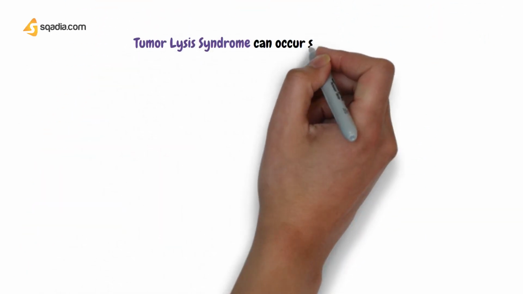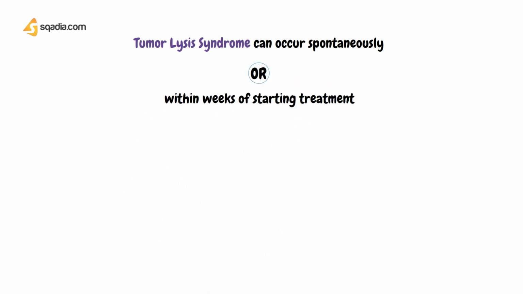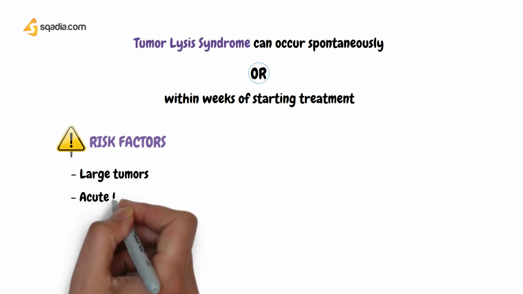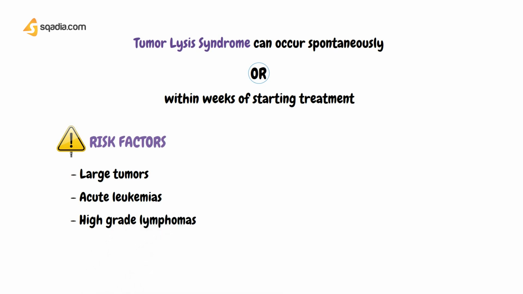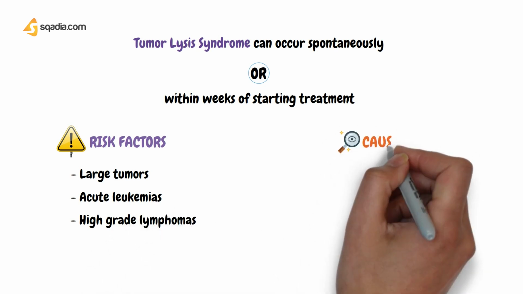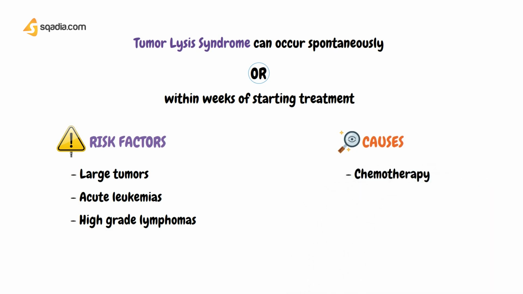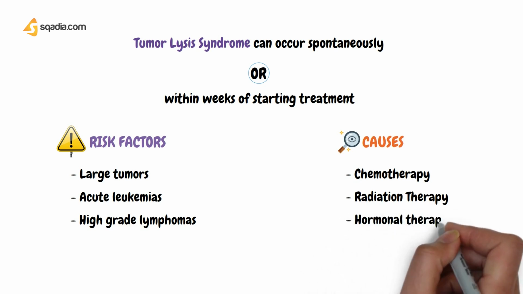Tumor lysis syndrome can occur spontaneously, on the start of treatment, or even a few weeks into the treatment course. However, not all cancers can result in tumor lysis syndrome. Risk factors include large tumors and rapidly dividing tumors such as acute leukemias and high-grade lymphomas. What actually triggers tumor lysis syndrome is usually chemotherapy, but it can also occur due to radiation therapy, hormonal therapy, or steroids.